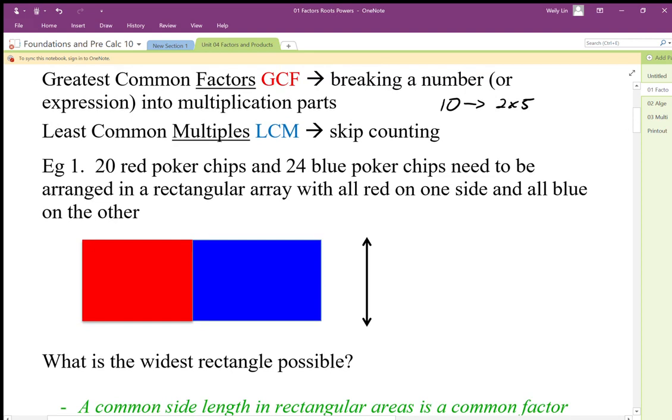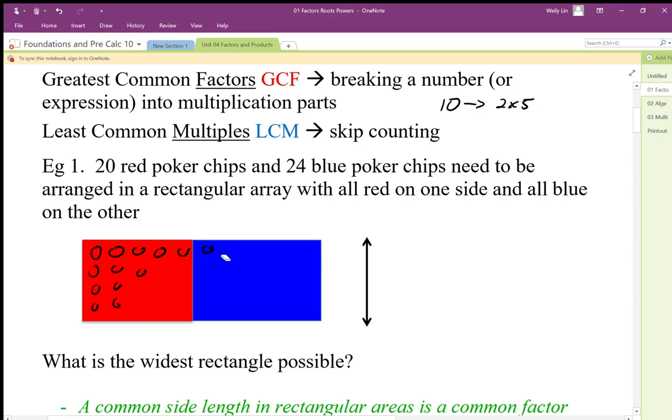So here we have a problem where we have 20 red poker chips and 24 blue poker chips. So this area in here, the red area, imagine arranging 20 red poker chips in here and 24 blue poker chips in here. And it needs to be arranged in a rectangular array. Okay, so we need to have them arranged in this way where they're all in a row, and they have to have the same number in each row.